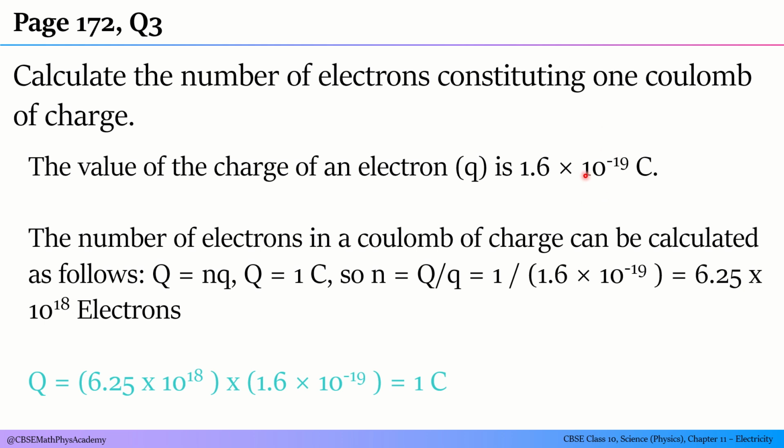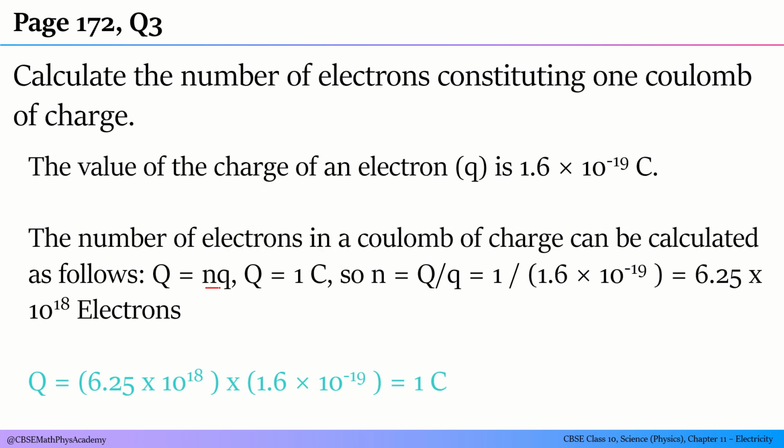See, this is a very minuscule value. It is like a decimal followed by 19 zeros, and that is the coulomb value. And how many such electrons are required to bring 1 coulomb? So in the first and second part of the video, we discussed a formula. The total charge can be calculated by the number of electrons n into charge per electron.